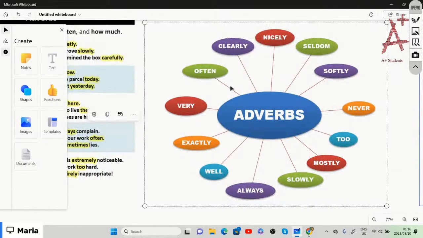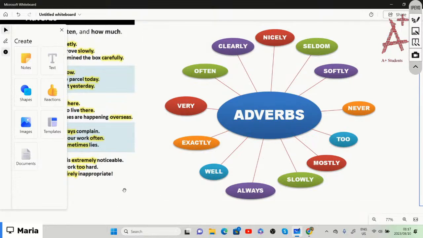And these are once again a few of our adverbs that tell us how, when, where, how much, and how often. So nicely. How? Nicely. How does it speak? Clearly, right? How often? Often. Very, exactly, well, always, slowly, mostly, too, never, speaking softly, seldom. So these are a few examples, right, added on to the previous examples that we made about adverbs.